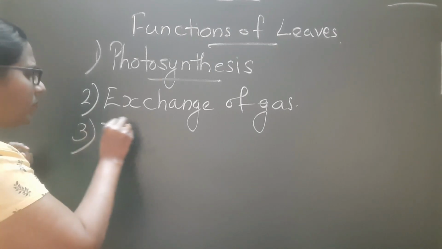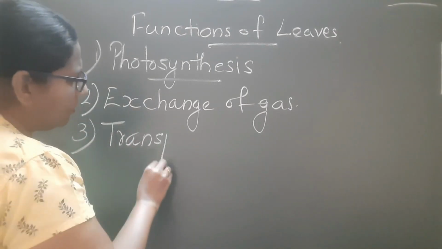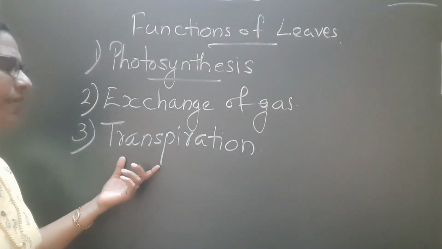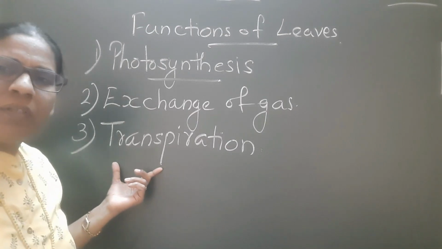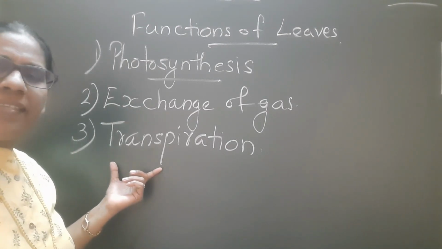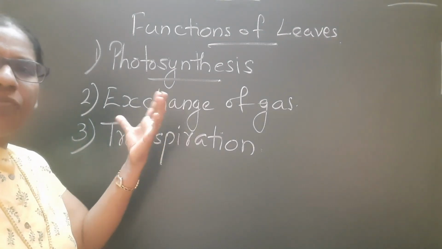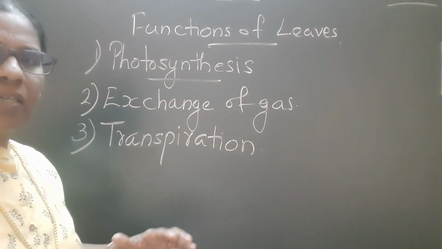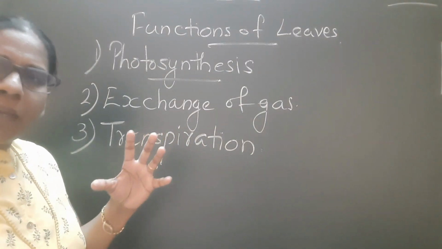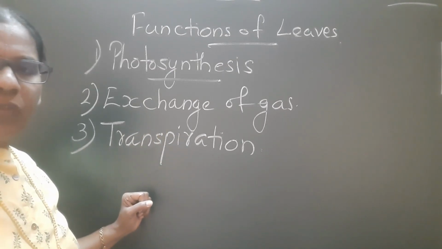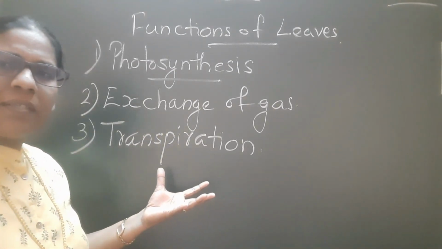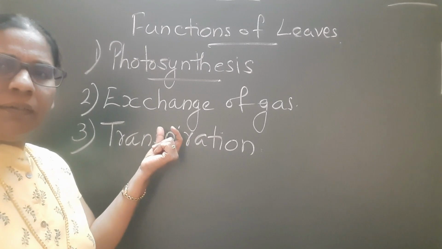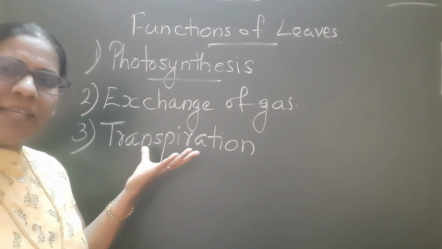Third one, transpiration. Third function is transpiration. You know, during rainy season, so much water is there in the leaves. Because of rain, too much water gets absorbed in the leaves, which is extra for the leaves and has to be thrown out. So you all know, to breathe, on the leaves there is stomata.